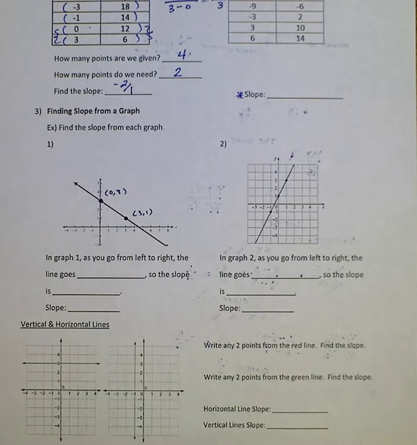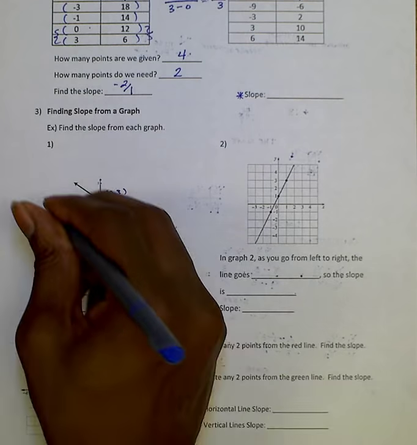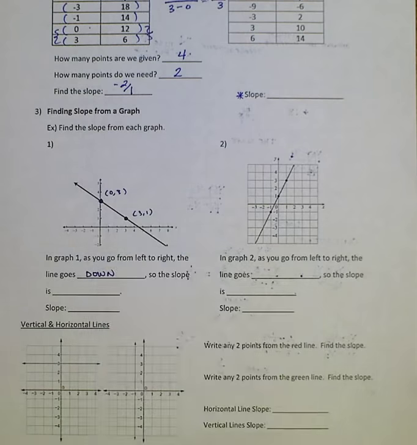Okay, we could. But remember that slope can also be thought of as rise over run. Okay? And so we'll use that instead of plugging these numbers into a formula. But what I want you to notice is that as you go from left to right, the line goes down. Okay, so from left to right, you see the line falling. So that means that the slope is negative.